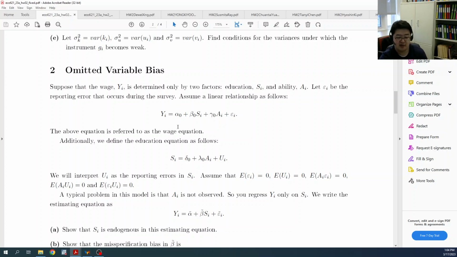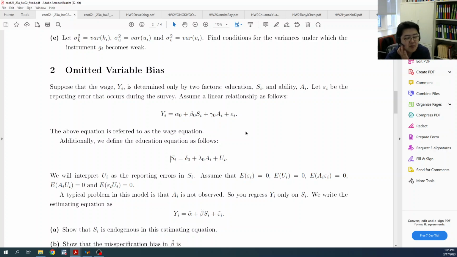Another lesson I want to tell you here is that, by the way, combining these two equations, we call them a triangular system, because, say, A affects S, and S and A affect Y together. So it's like a triangle. So we call this a triangular system. That's the term used in the literature.